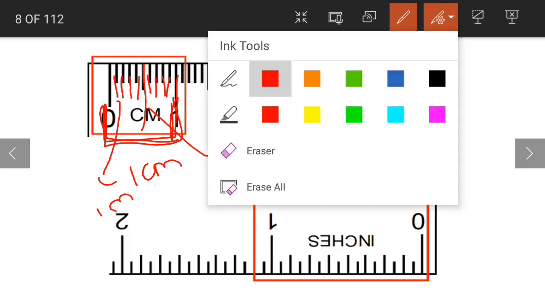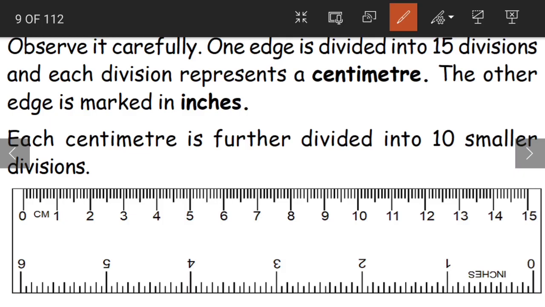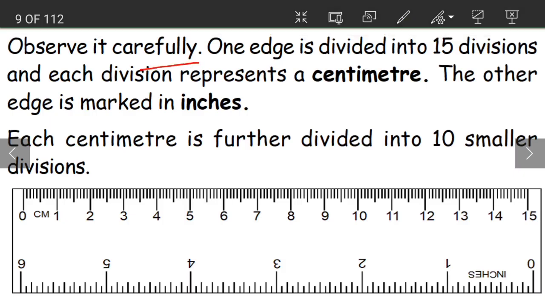Okay children, understood what this is? We have both centimeters and inches on a ruler. We normally use centimeters. Now again, each centimeter is divided into 10 equal parts and each of those equal parts is nothing but our millimeter. Okay. Now observe it carefully.